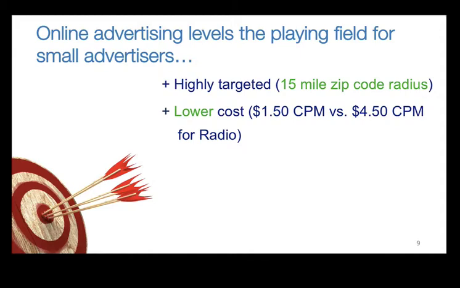Lower cost is leveling the playing field. Again, because there are so many more advertising options out there, you can now get advertising online at a much, much lower cost per thousand, or CPM, than you can with radio, television, print, or any of the other vehicles. You can find lower cost digital advertising.